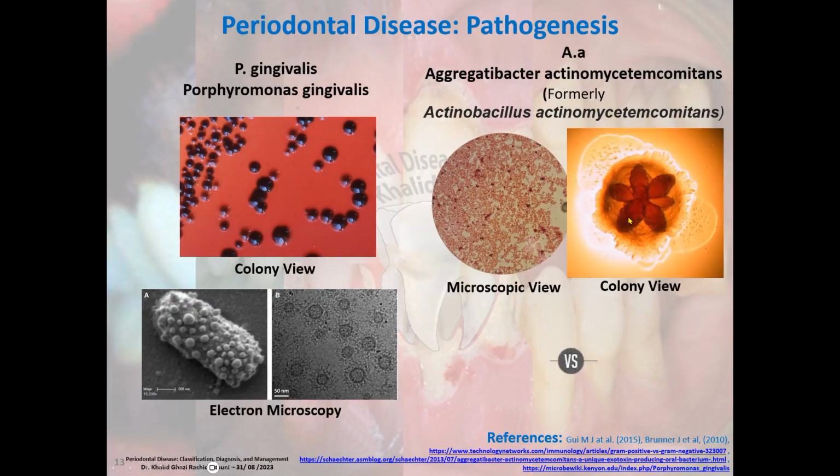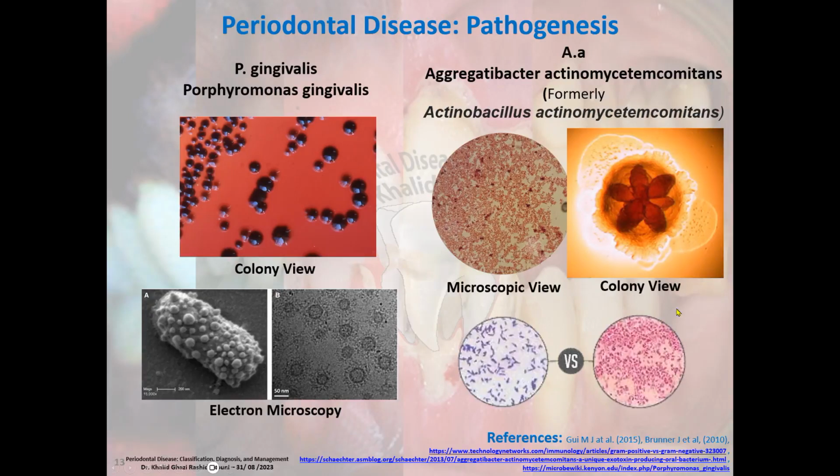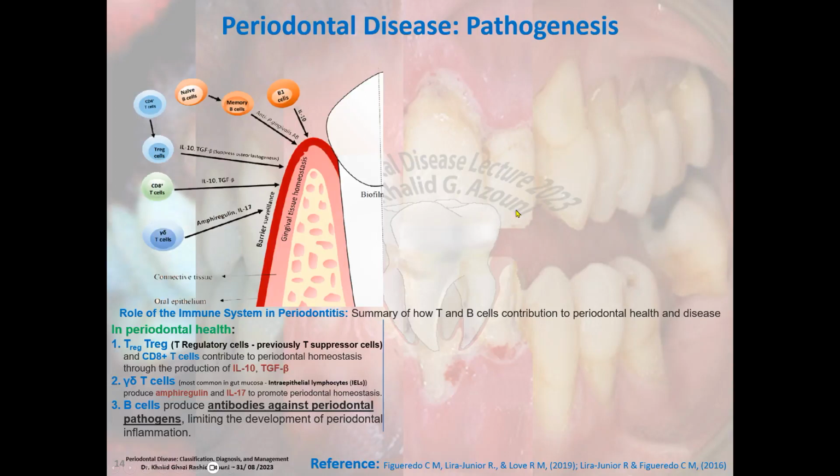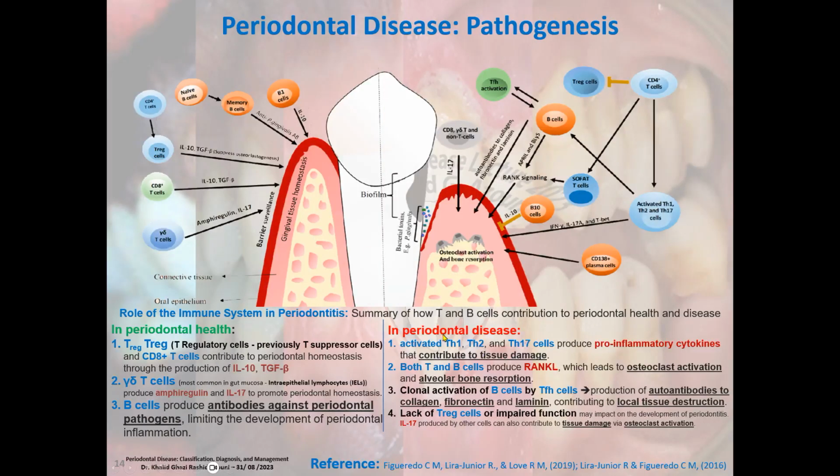We can see the microscopic view and the colony view of it. And as we see, it's a gram-negative bacterium. Now, the role of the immune system that we discussed, the cells that are active in periodontal health. In periodontal disease, there is activation of certain bacteria and certain cells of the immune system associated with the development of inflammatory cytokines, leading to recruitment of other immune cells, including osteoclast activation and bone resorption.